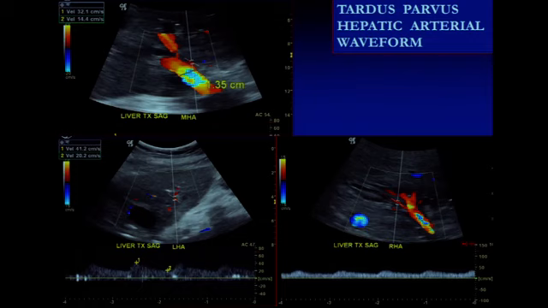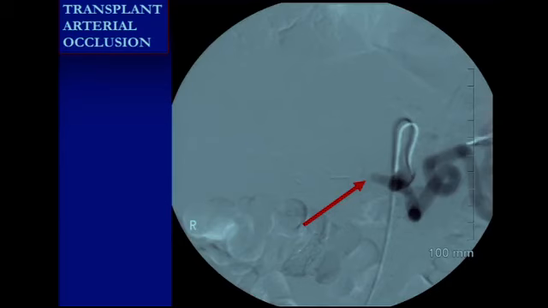Here's an example of a tardus parvus waveform both in the right and left hepatic artery. The portal vein is open. Unfortunately, in the time between doing the Doppler ultrasound and doing an angiogram, this patient went on to totally occlude the arterial anastomosis. It's a good rule of thumb to have a patient with a suspected hepatic arterial stenosis post-transplant to have some other form of imaging to corroborate that finding before the patient leaves the radiology department, and then to plan an appropriate intervention.